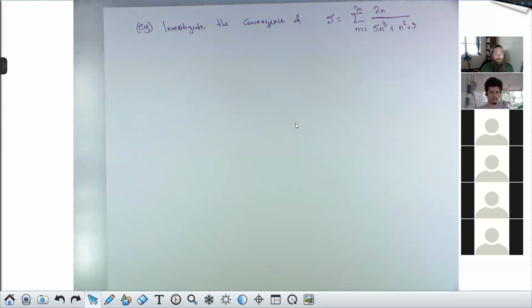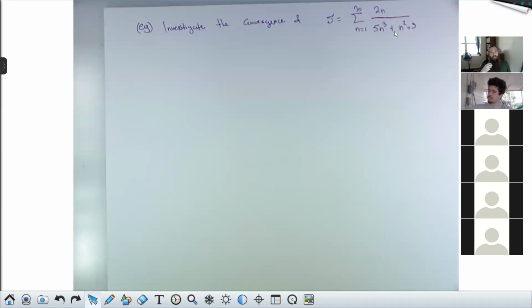When I look at this series, if all I'm thinking about is convergence, I don't care about the value of the series. What I see is that upstairs, I have a linear function of n, a degree 1 polynomial. And downstairs, I have a cubic function of n, a degree 3 polynomial. So the asymptotic behavior here is basically n over n cubed, or 1/n squared. That makes me think it converges, right? Because the sum of 1/n squared is a convergent p-series.